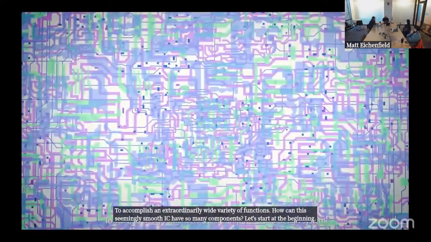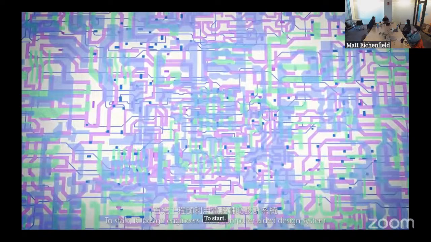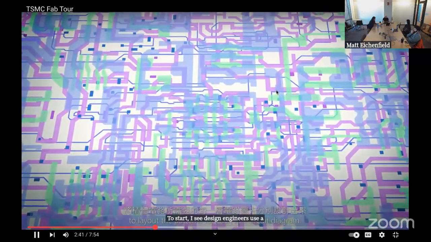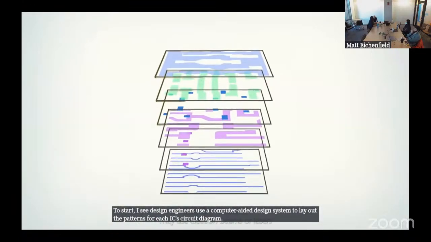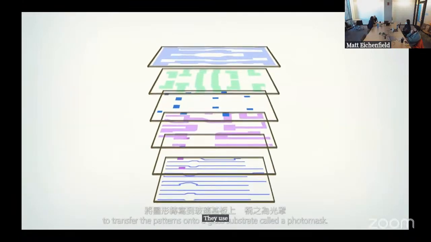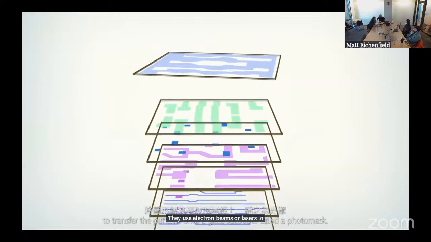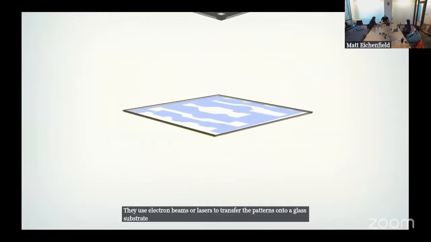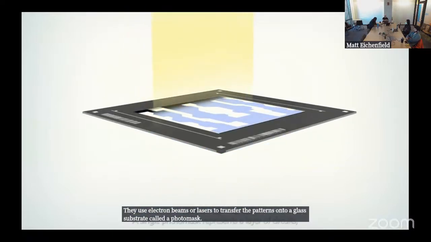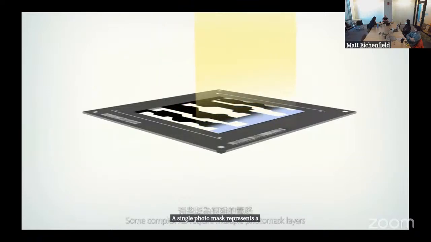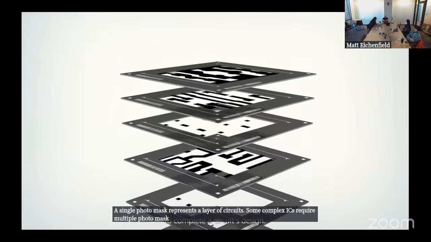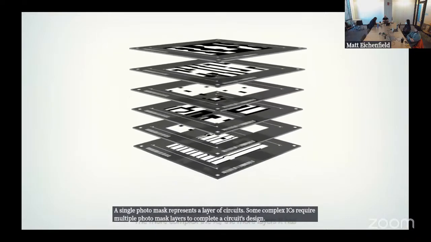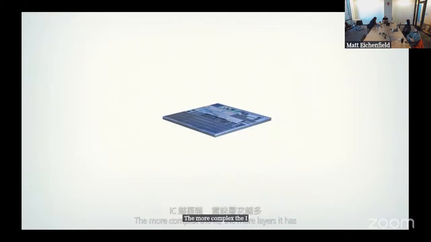Let's start at the beginning. To start, IC design engineers use a computer-aided design system to lay out the patterns for each IC's circuit diagram. They use electron beams or lasers to transfer the patterns onto a glass substrate called a photomask. A single photomask represents a layer of circuits. Some complex ICs require multiple photomask layers to complete a circuit's design. The more complex the IC, the more layers it has, and the more photomasks it requires.